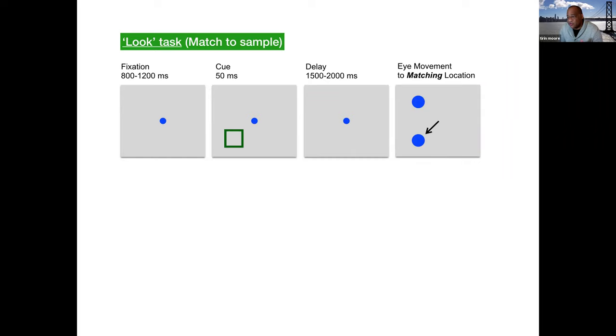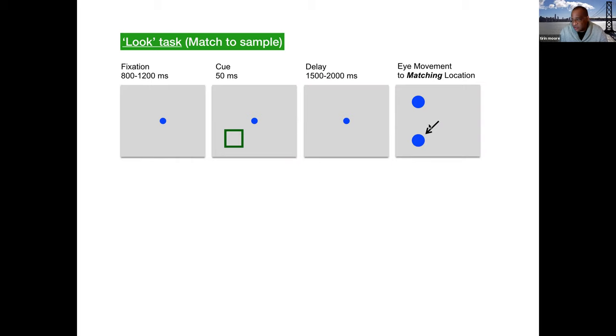We were interested in studying properties of working memory related activity in visual cortex. So we trained monkeys on two versions of a spatial working memory task. Specifically, monkeys were trained to perform a task in which they either looked at or avoided looking at a memorized location. So in the look task shown here, monkeys memorized a cue location, and then after a delay, they made an eye movement to the location that matched the location of the cue.